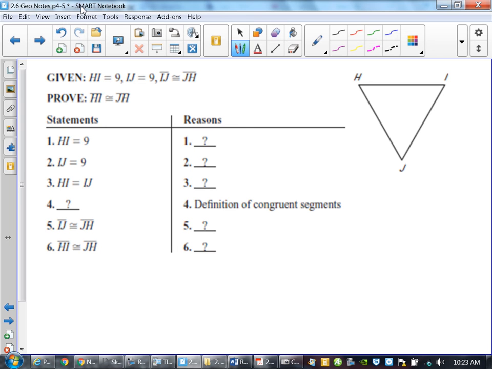The first two we're given. Obviously, it's very, very straightforward. HI is 9, IJ is 9. Why is HI equal to IJ? They're both the same. Now, take out your reason bank. You should have your reason bank and your progression sheet, because we're going to bounce back and forth on those today. Add a couple of things to both of them as we go through.